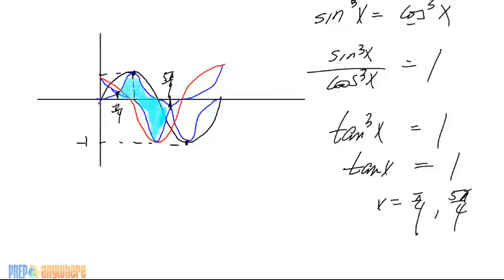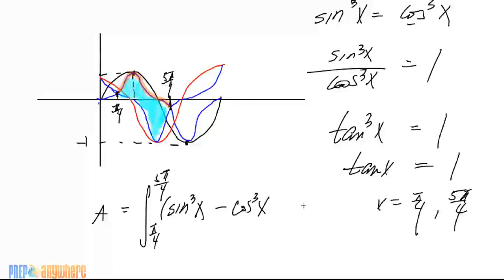From pi over 4 to 5 pi over 4, you can see that the sine cubed function is above and the cosine cubed is below. So the area setup will be the integral from pi over 4 to 5 pi over 4 of sine cubed x minus cosine cubed x.